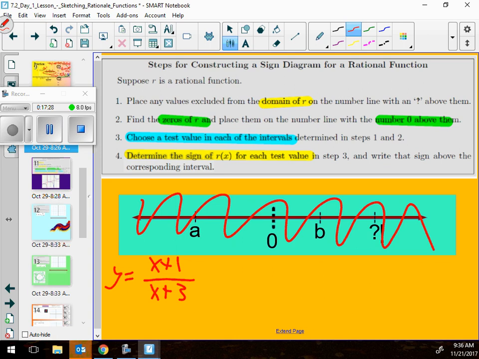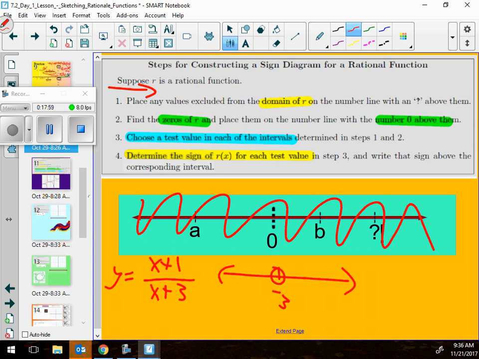Okay, so I need to first do step 1. Values excluded from the domain. What the heck is that? Well, in this case, what's the thing that doesn't work? -3. So make a number line and put -3 on it. Now, would -3 be an acceptable thing to put in the function? No, so I leave it empty. Do you get that everything else would be acceptable to put in the function?